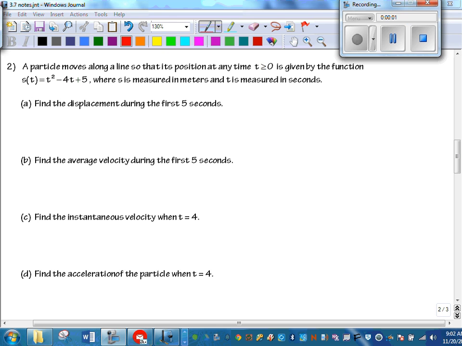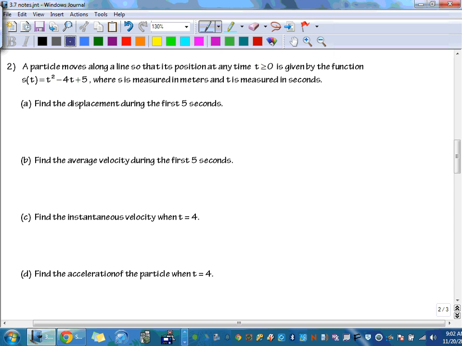All right, let's take a look at number 2. For number 2, we're given that a particle moves along the line, so its position at any time t, where t is greater than or equal to 0, so we want to keep that in mind, is given by this function, where s is measured in meters and t is in seconds. So we want to find the displacement during the first 5 seconds.